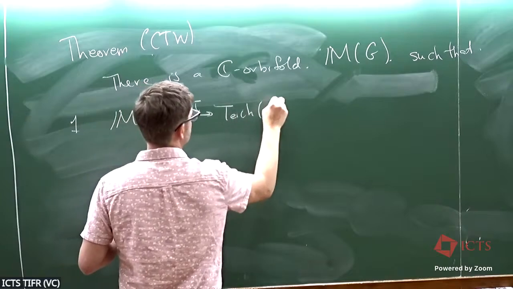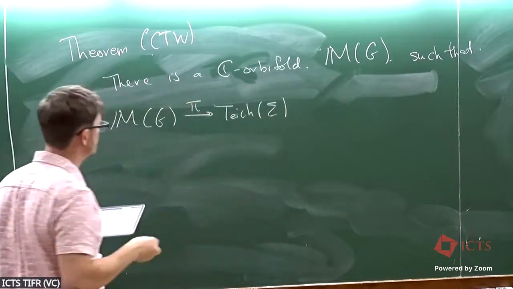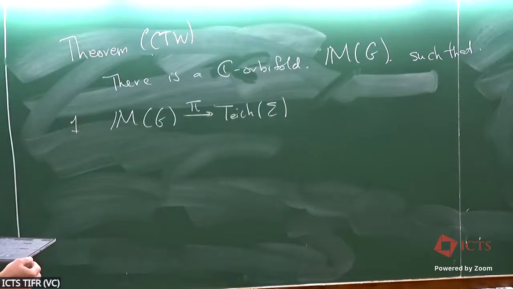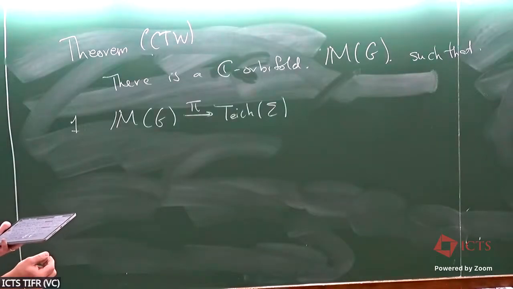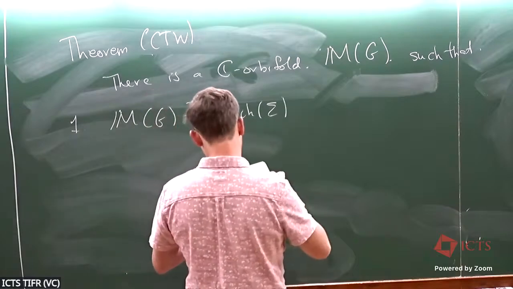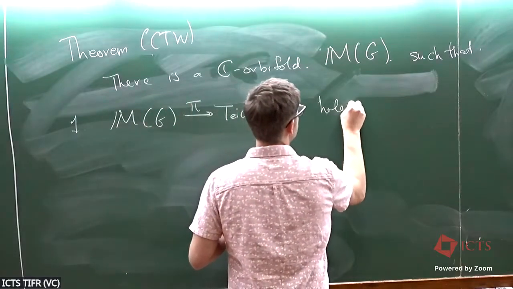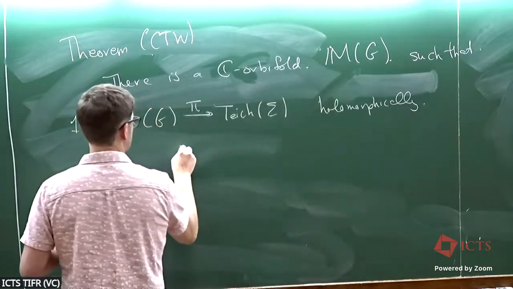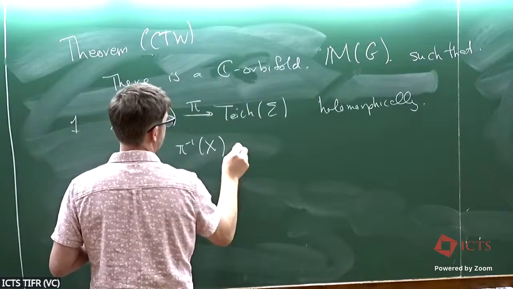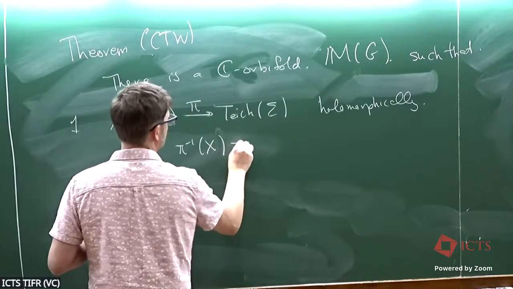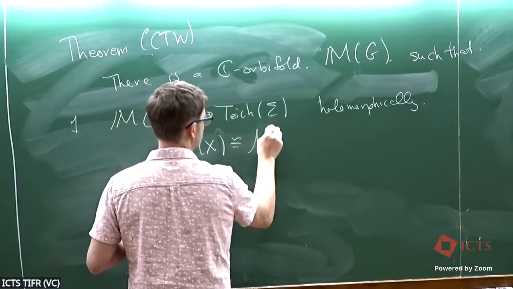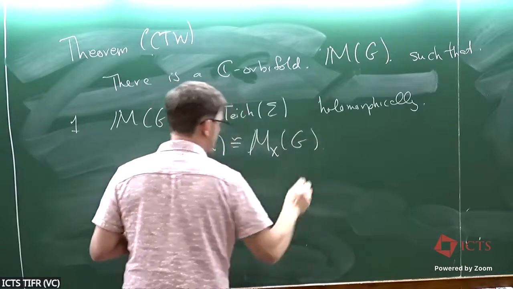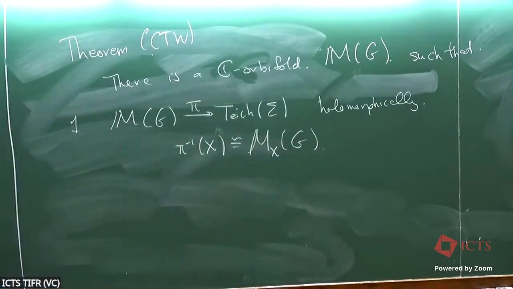over Teichmüller space, this space that parameterizes all different ways of making my surface into a Riemann surface holomorphically. And the fibers are biholomorphic to my moduli space for my fixed Riemann surface. So this says at least it's the type of space that I wanted to have.